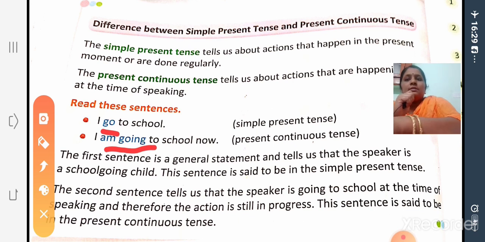Okay, the first sentence is a general statement and the second sentence tells us that the speaker is going to school at the time of speaking and therefore the action is still in progress. That is, in the second sentence, I am going to school now, the action is still progressing. That is present action, continuous action. Okay, I go to school, every day I go to school. So it is a habitual action, present tense, and it also uses the base form of the verb.